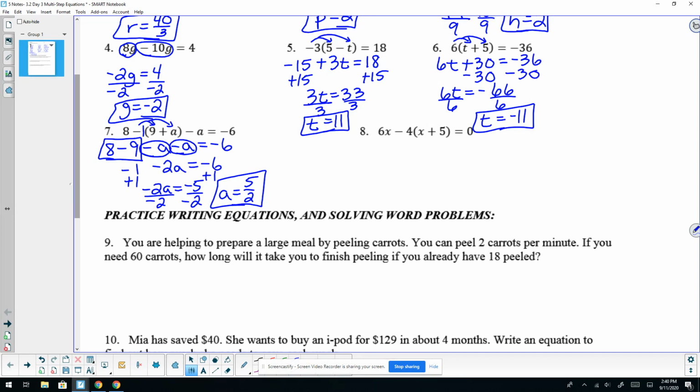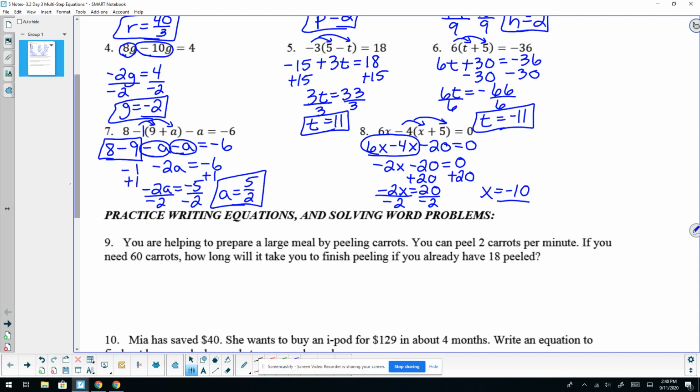Last one of these, distribute the negative 4. So 6x minus 4x minus 20 equals 0. I want to simplify that left-hand side first. So 6x minus 4x is negative 2x minus 20 equals 0. Add the 20 to both sides. Negative 2x equals 20. Now we can divide by negative 2, and x equals negative 10. So again, that whole section is really just review from the last 3 days of work that we've been doing. If you have any questions on those, please make sure you let me know.